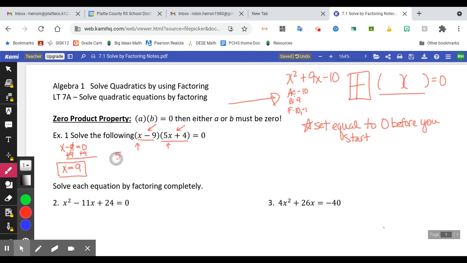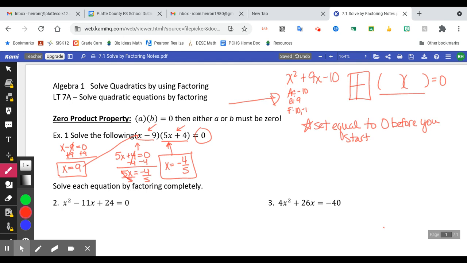The other side gives me 5x plus 4 equals 0. I have to subtract 4 from both sides, and I get 5x equals -4. And then to end it, I divide by 5. So my second answer would be -4/5. If I plug each one of these into x in each one of the parentheses, then that set of parentheses will equal 0. Hence, giving us 0 for an answer when we're done if we're multiplying.